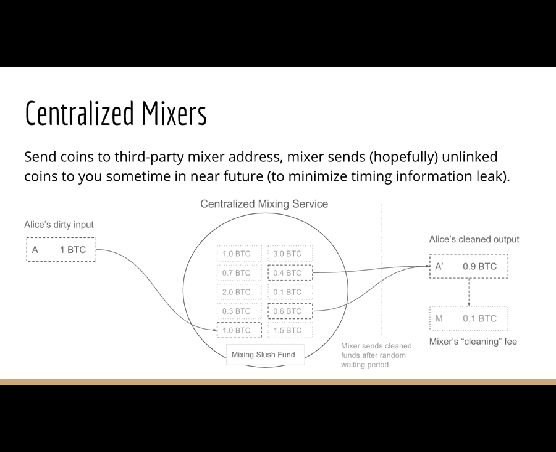So the key here is that the transaction chain leading from this input to this output inside the service is totally disjoint from the other transaction chain leading over to the output. And in that way, Alice's transaction chain is broken, and so people trying to follow the transaction chain don't know where it went, essentially. So this seems like it might work, and it does, but there are some issues.